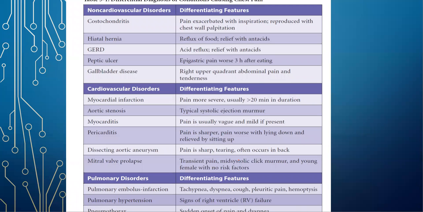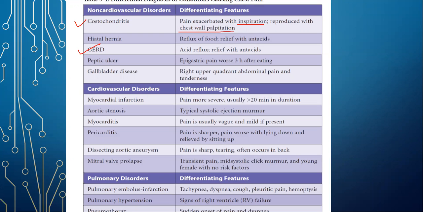So these are the main way to differentiate all of these causes of chest pain that we are discussing. One by one, the important ones, so costochondritis. Costochondritis pain will be exacerbated with inspiration, deep breath, or coughing. But the most important finding is that if you touch the chest, it will be tender. Then reflux.